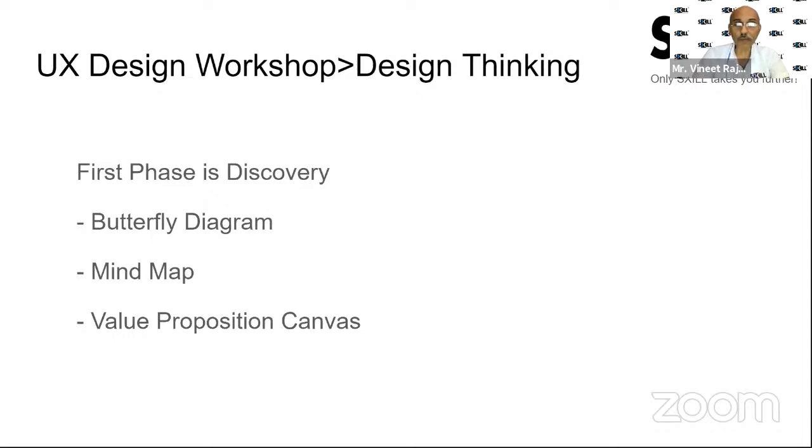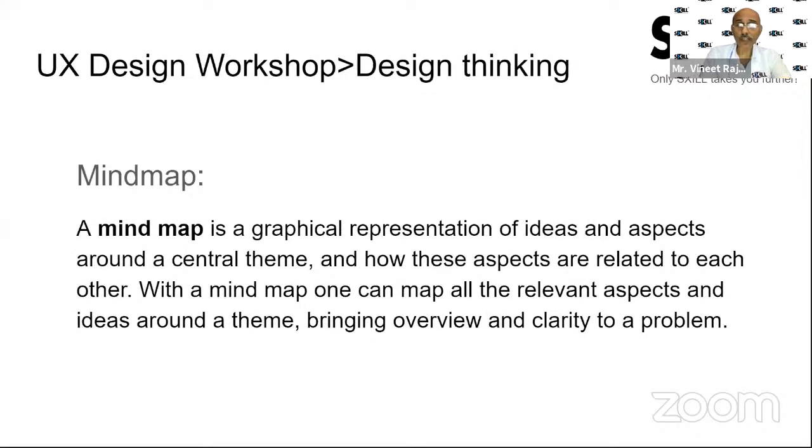Mind map and value proposition canvas come earlier when we do the brainstorming and look at things. I hope some of you may be familiar with mind maps. It is a very interesting way to research a topic. It is a graphical representation of ideas and aspects around a central theme and how these aspects are related to each other. With a mind map, one can map all relevant aspects and ideas around a theme.